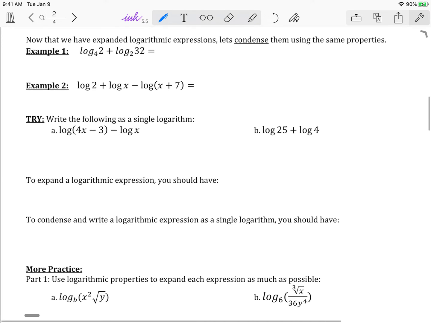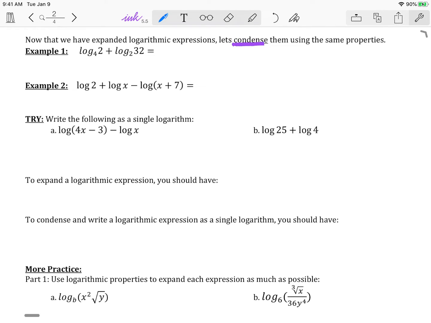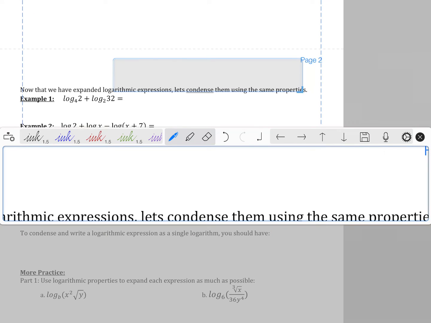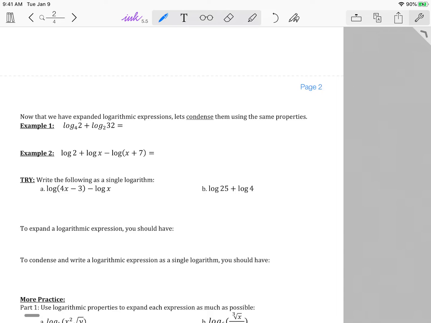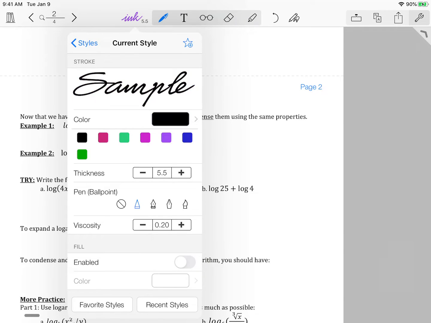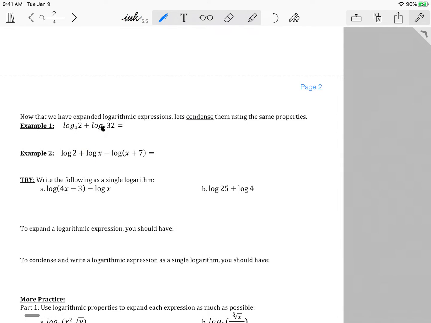Then I want to condense. So instead of expanding, I want to write this as a single log. Single, so I'm only going to write the word log once. Now there's a typo on here. I want this to be a base of 4. So let's fix that typo first. I'll fix it when I post it. But let's make that a 4.